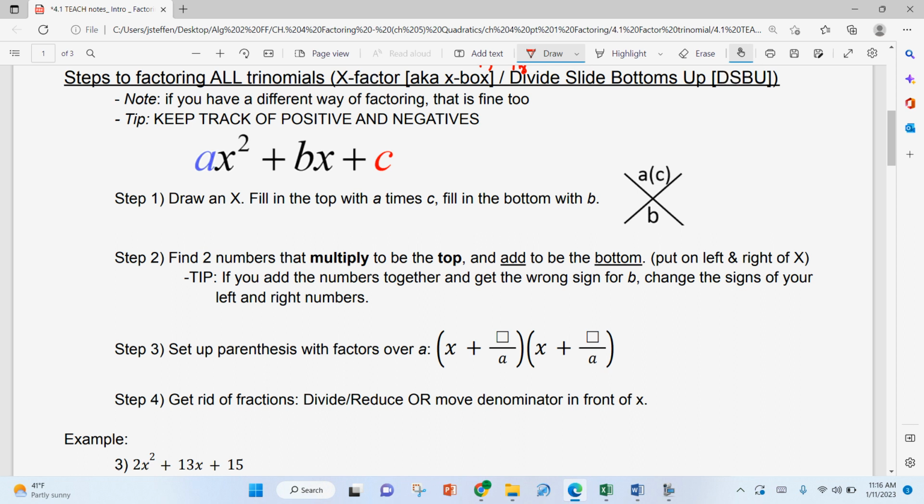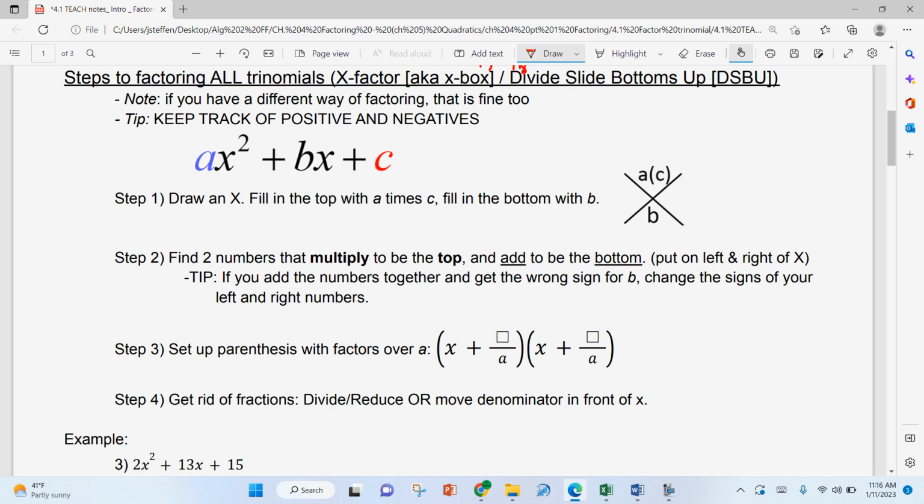So before we even start with these 4 steps, 2 things I want to say. Well, one, I already said, if you have a different way of doing it, that's fine. Just make sure you show me your work. The other thing, if you keep track of your positives and negatives, it's really going to help you. And again, that's one of those things that I've gone back and forth on, how to do the positives and negatives and how to make sure your signs are correct. And I think the easiest way is to make sure you keep track of your positives and negatives of your original equation. So, let's get started.